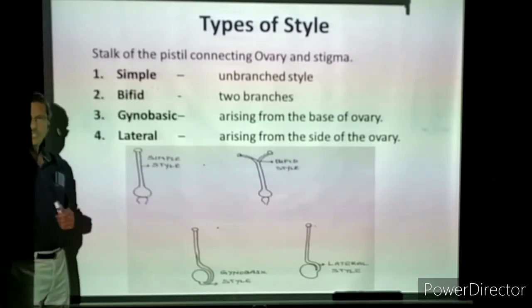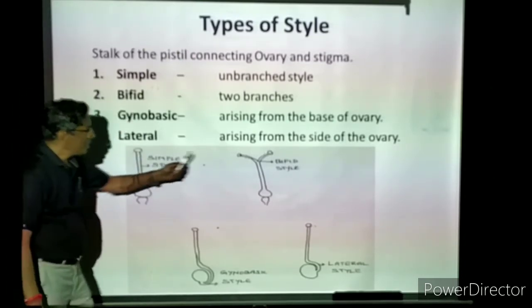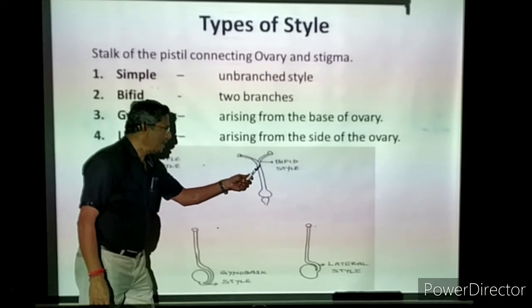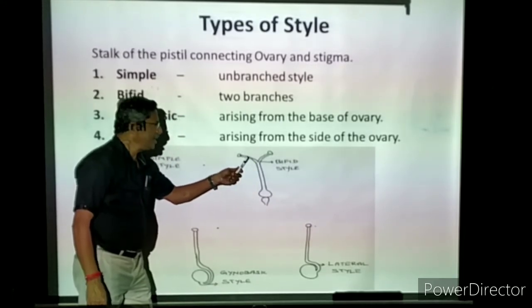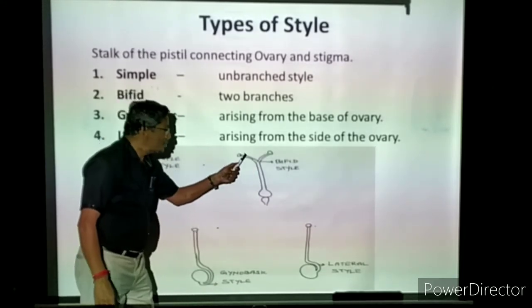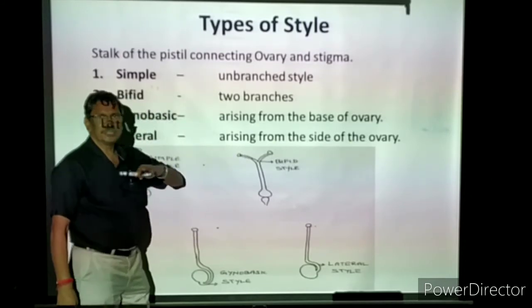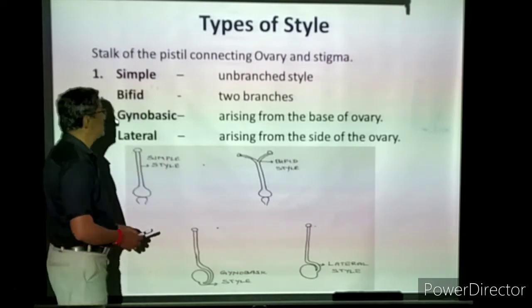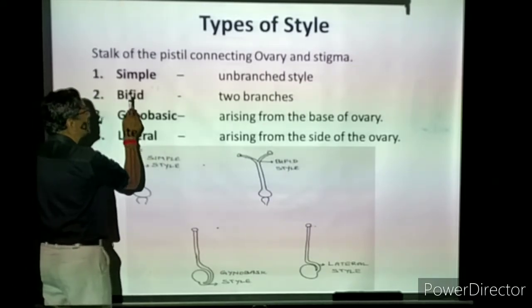Fid means branches. So now I am taking the second diagram. This is the style starting from the top of the ovary. It is a style, it is coming up, but at the tip of the style it is divided into 2 branches. Each branch is bearing one stigma. Stigma we did not bother about it. So the style is divided into 2 branches. That is called bifid style.